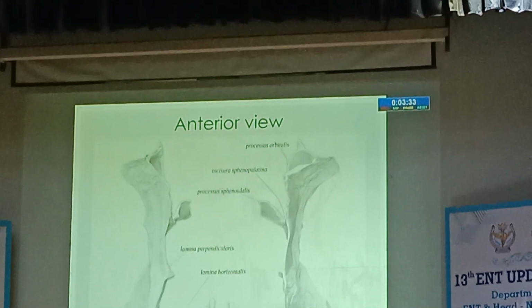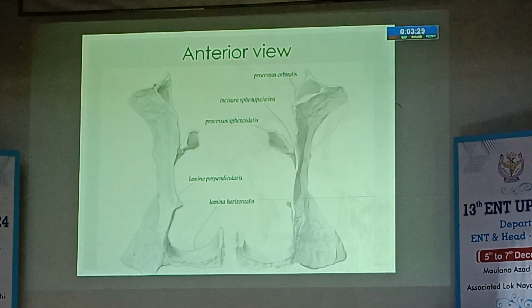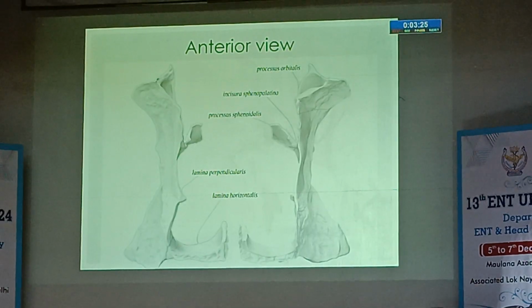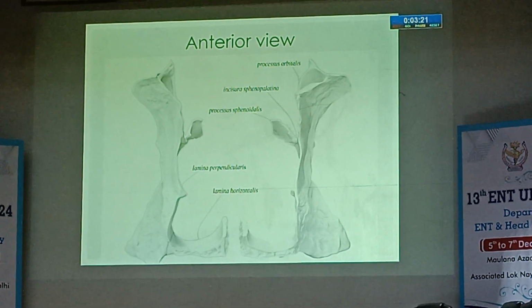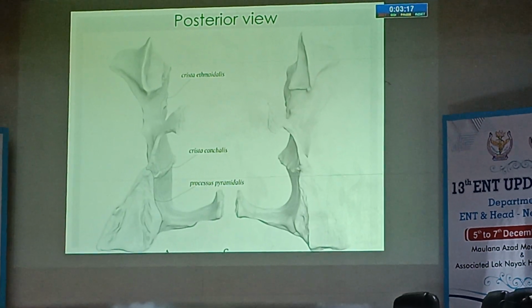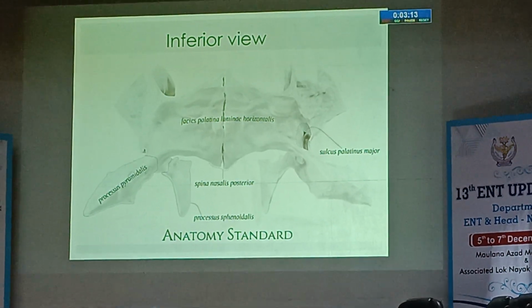It looks like this. There is a horizontal plate and there is a perpendicular limb, which has two processes, a sphenoidal process and an orbital process. So it's placed like this behind the palatine process of the maxilla. That's the posterior view, sorry. That's the inferior view, how it looks like.